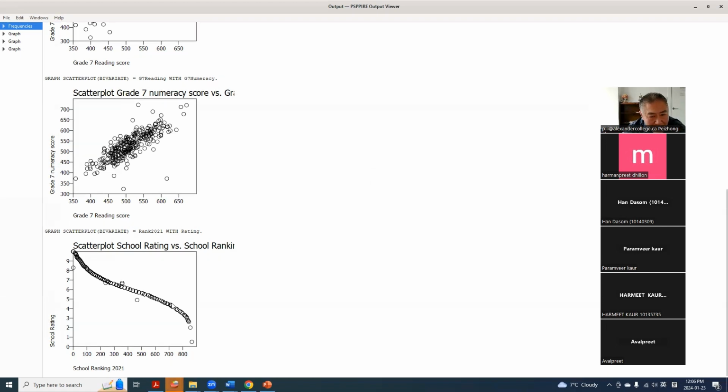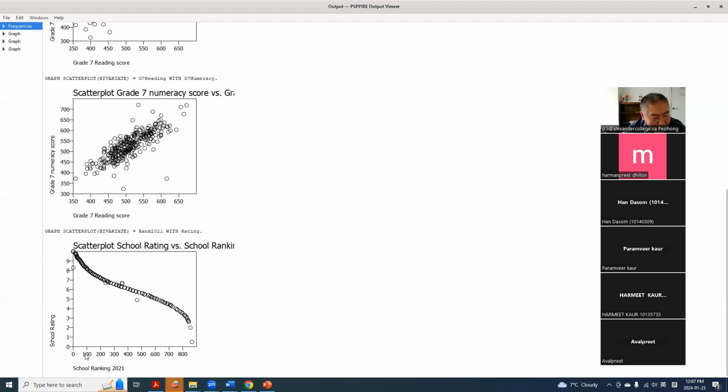And is this positive or negative? You just look at the graph. That's a negative correlation. So as the value of ranking increases, the larger the number, is it better or worse? The worse. 800 will be close to the bottom. Number 1 will be the champion. Top 100, top 200, top 300, and then top 400.